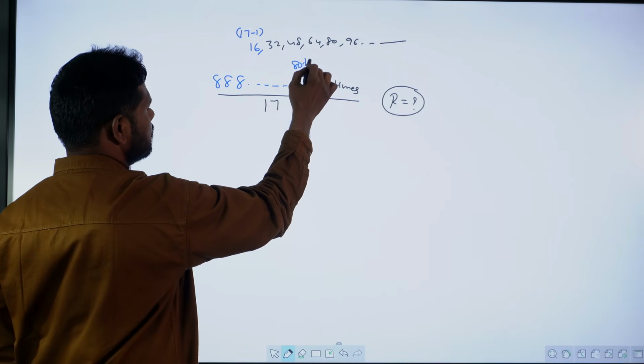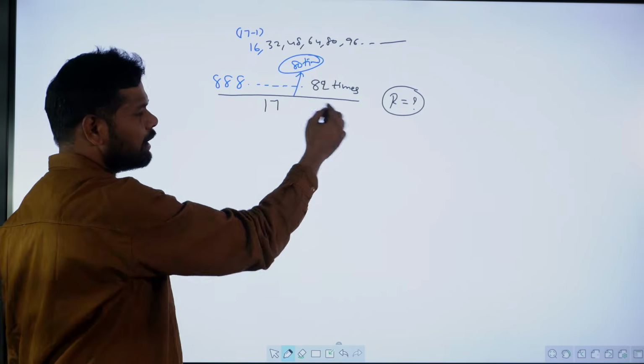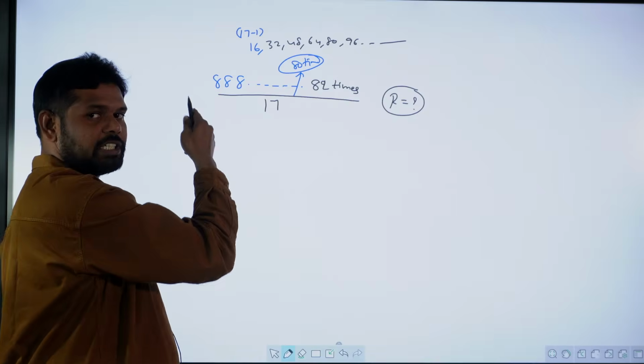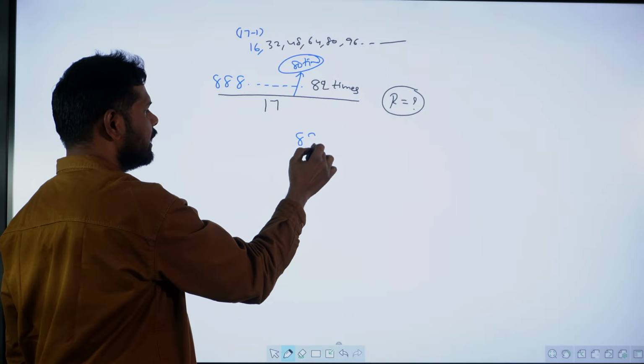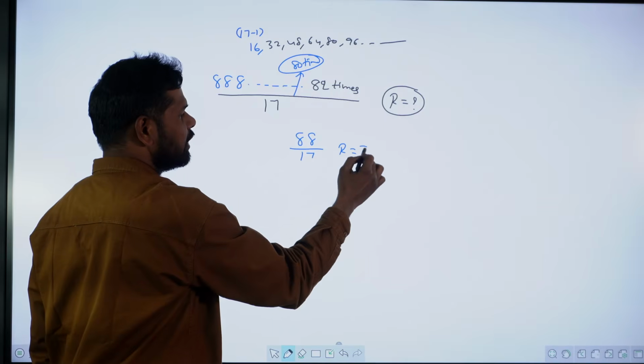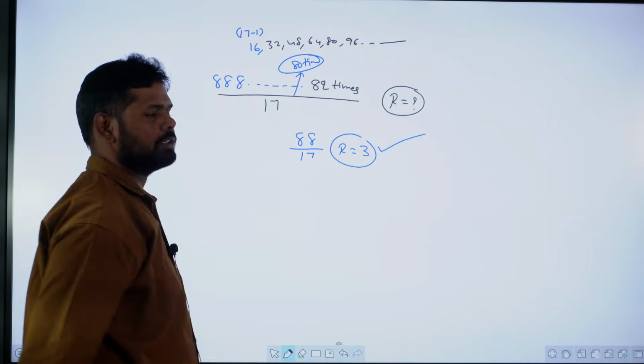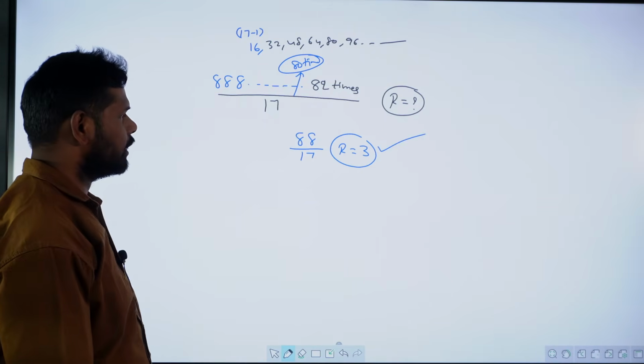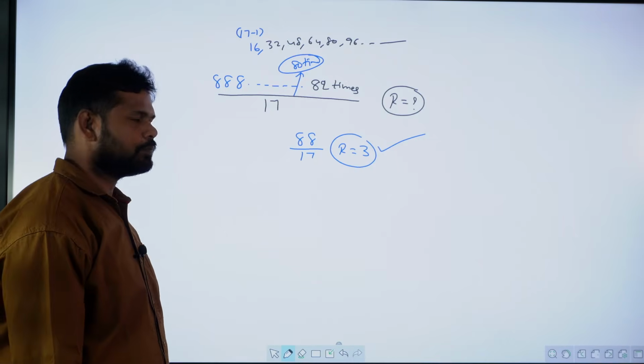Up to 80 times, the remainder is 0. Then how many times remain? 2 times. Which digit? 8. So 8 is repeated, divided by 17. 17 times 5 is 85. What is the remainder? 3. That is the answer. Like that, they are going to frame questions.